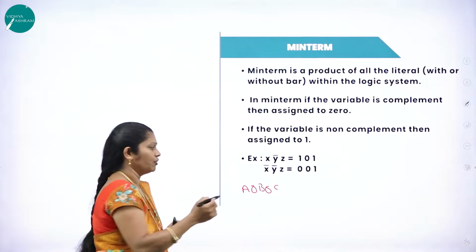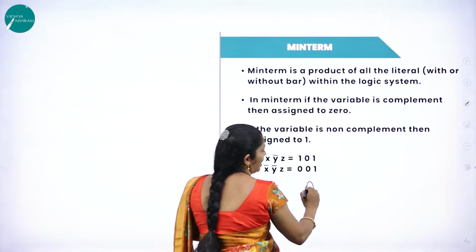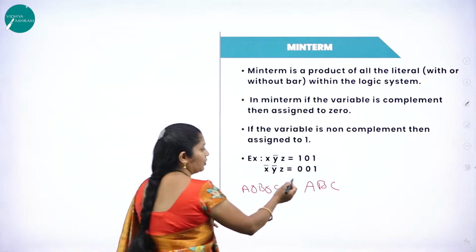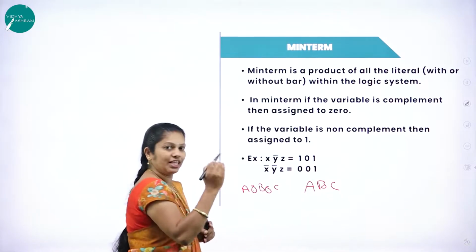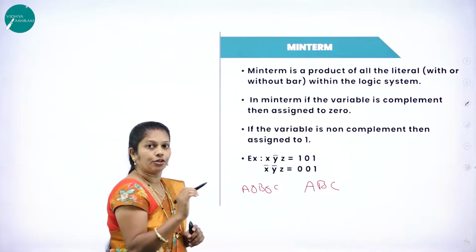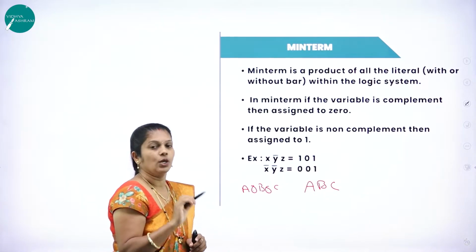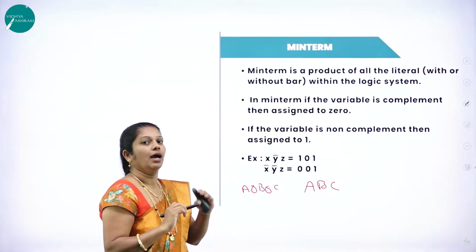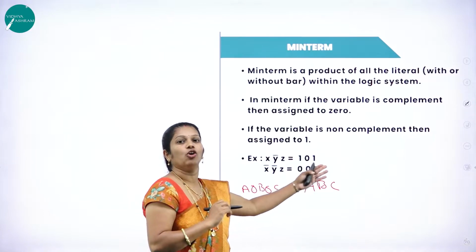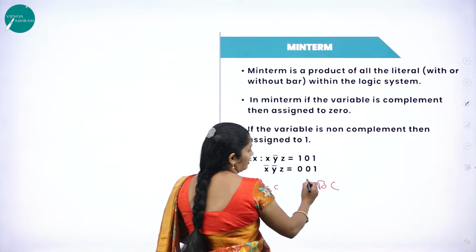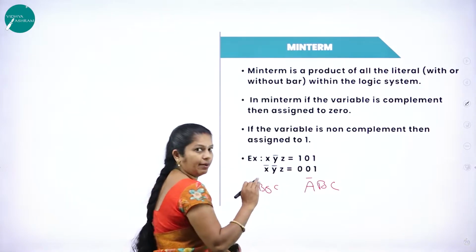A minterm is a product. If you don't have any dot, A B C, then also it is called a minterm, because if it does not have any dot in between, it is still considered a product. A minterm is a product of all the literals, where the literals may be complement or non-complement. For example, A, B, C we have. For example, here I have A bar, B, C.